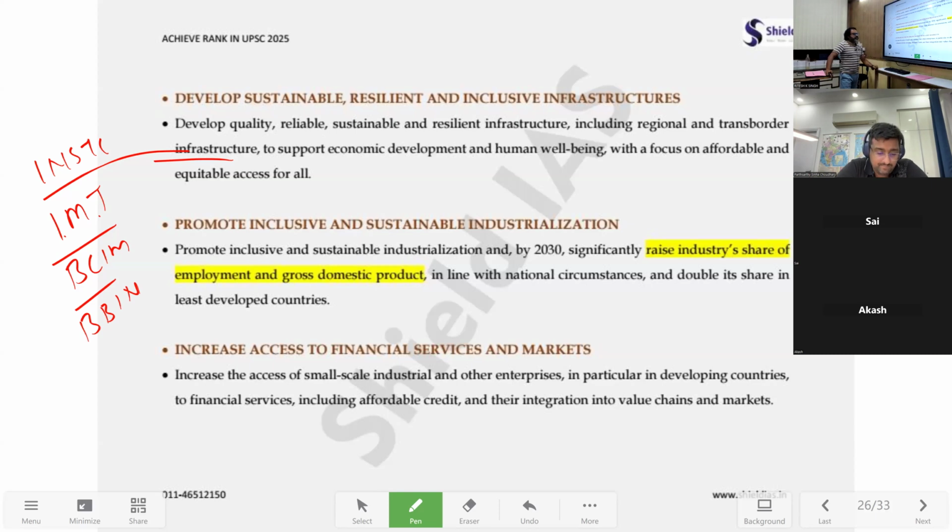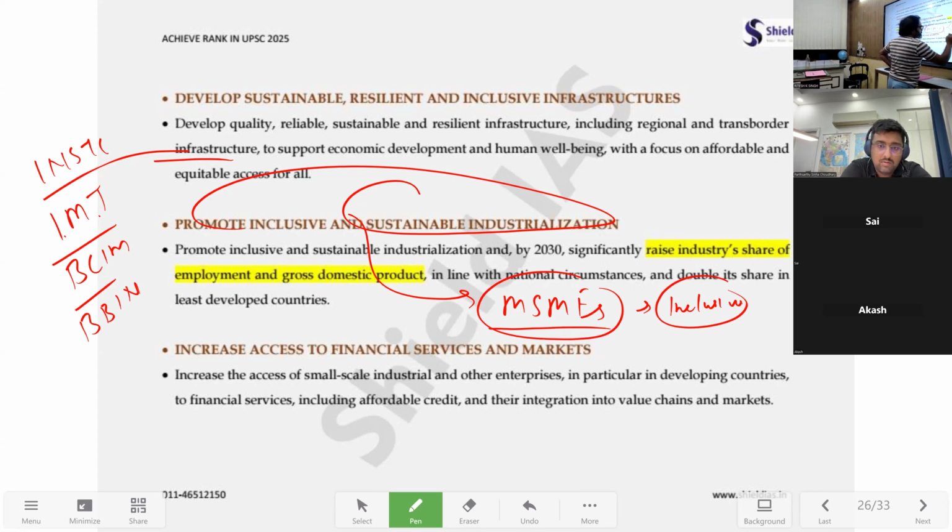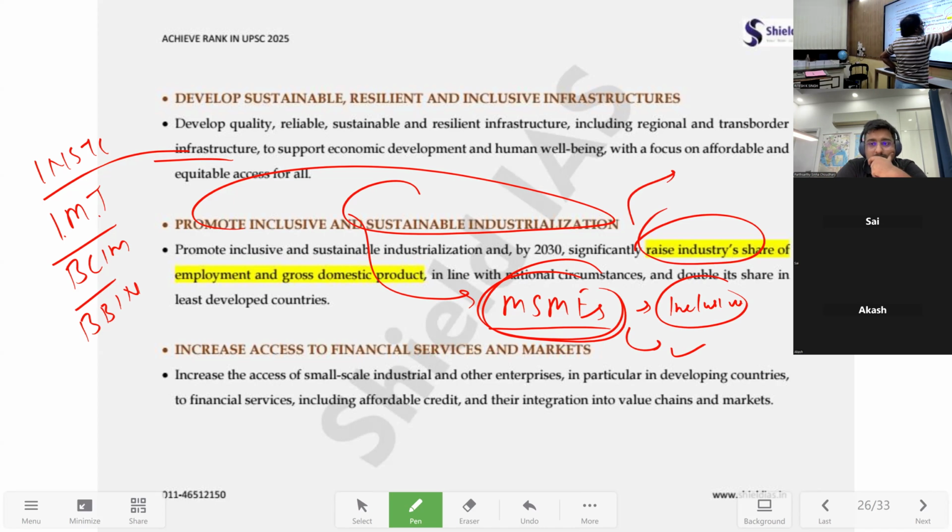Inclusive and sustainable industrialization. So sustainable, inclusive industrialization, first of all, more focus on what? Micro, small, and medium enterprises. Micro, small, and medium enterprises will make the production chain more inclusive. And double its share in least developed countries, the industry share of employment. So most of the employment is being created by MSMEs. Overall industrial production, manufacturing share: our manufacturing policy talks about 25% of GDP coming from manufacturing. In this 25% of GDP, the share of MSMEs should be rising.